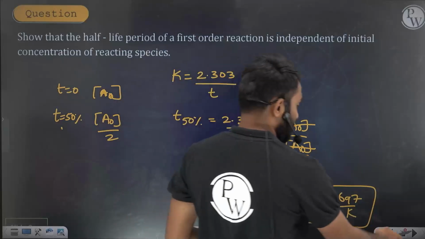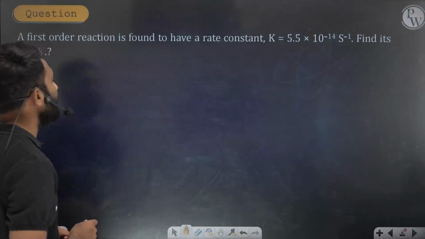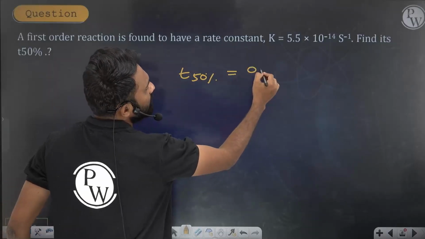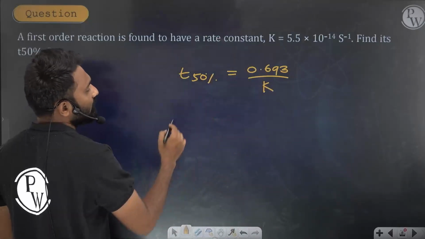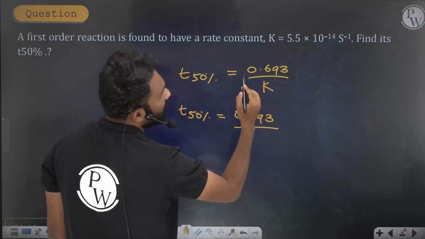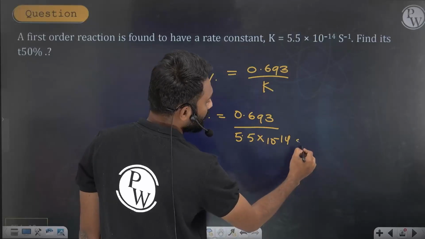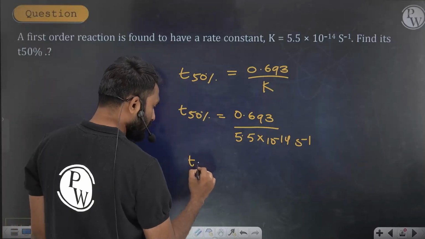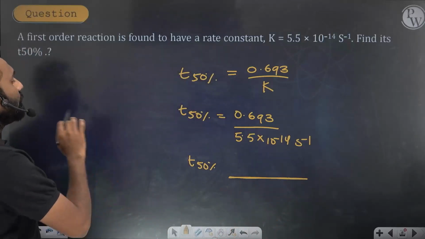Next, a first order reaction is found to have a rate constant K. Find its T 50%. T 50% we have just solved. What is that? 0.693 by K. Now the rate constant value they have given. T 50% is equal to 0.693 by K, where K is 5.5 into 10 to the power minus 14 second inverse. Now solve this question and find T 50% of the first order reaction.